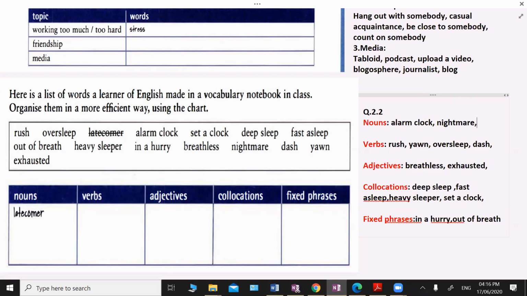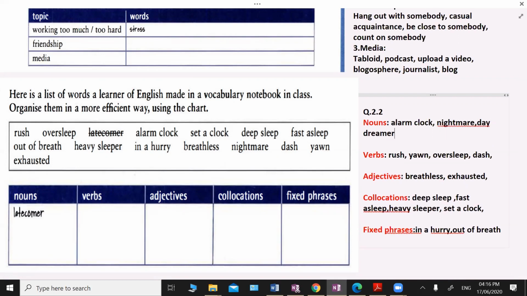I'm just thinking, because very common nouns are coming to my mind, but think about something different. Like nightmare. Yes, it's a noun. Daydream. Can we say daydreamer? Daydreamer. Oh yes. Wishful thinker. Right? Yes, so daydreamer.